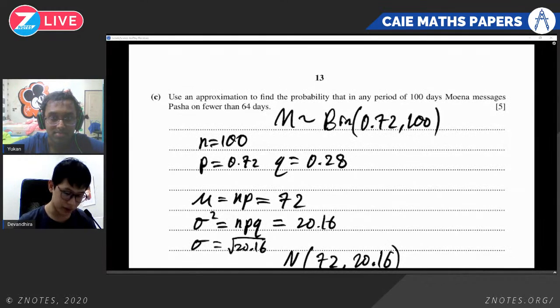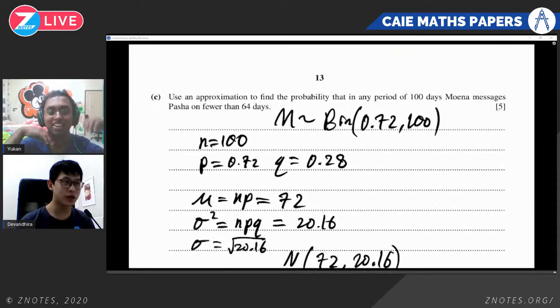So next question. Use an approximation to find the probability that in any period of 100 days, Mona messages Pasha on fewer than 64 days. You can, of course, do this manually, but that's if you're crazy. You can add from 0 to 64, but of course, they tell you to use an approximation, so that would be much easier.